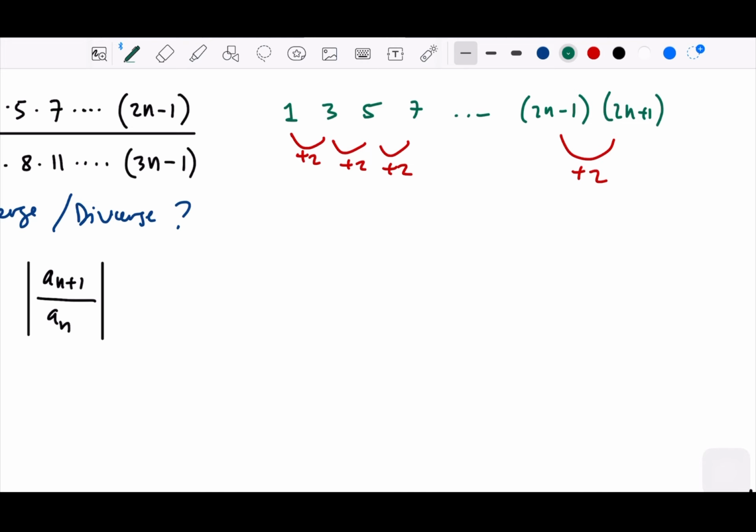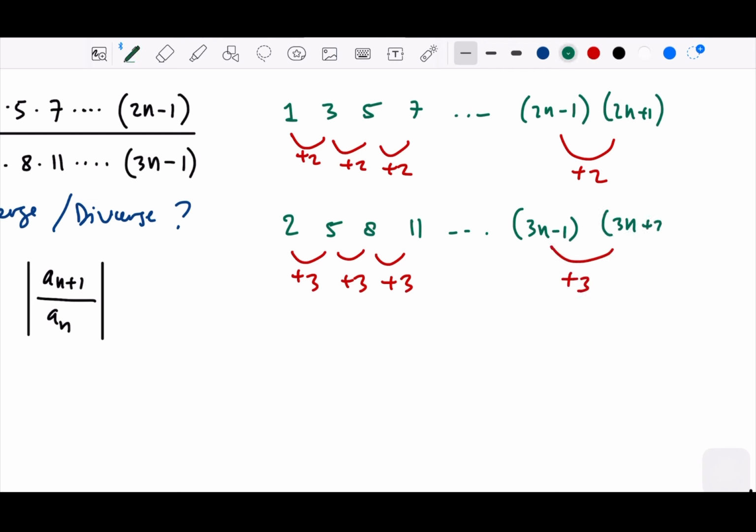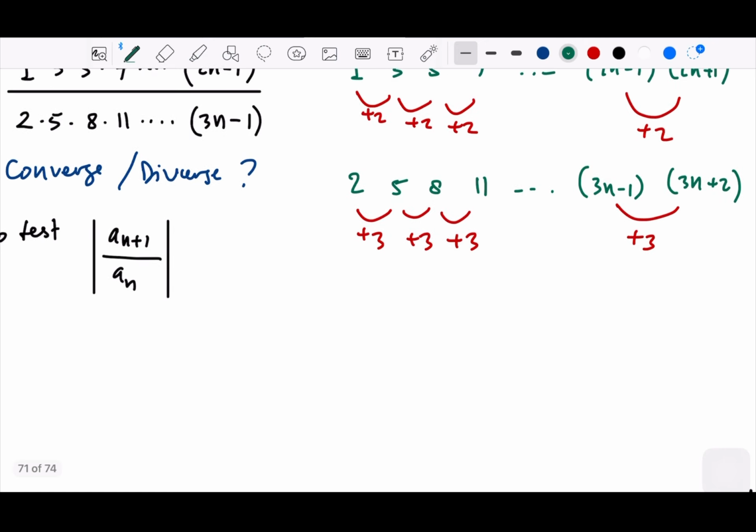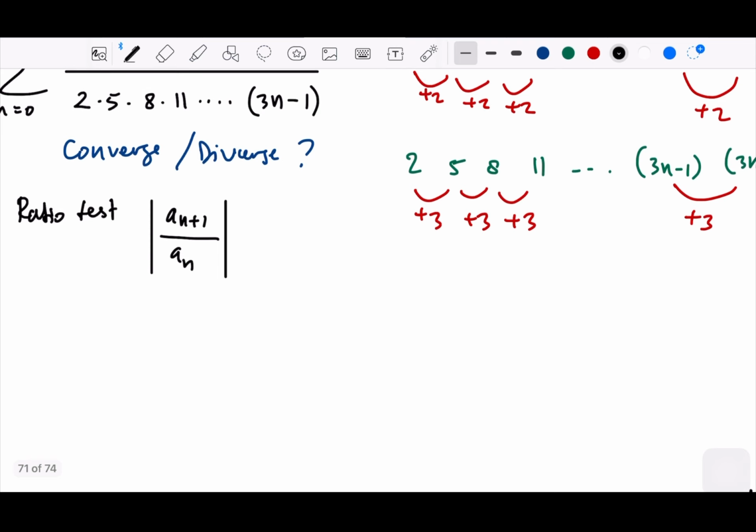Okay. And then 2, 5, 8, 11. This is 3, 3, 3, right? And then you have the 3n minus 1. So the next term is plus 3. Okay? So 3n plus 2. So that is a sub n plus 1. So this will be.